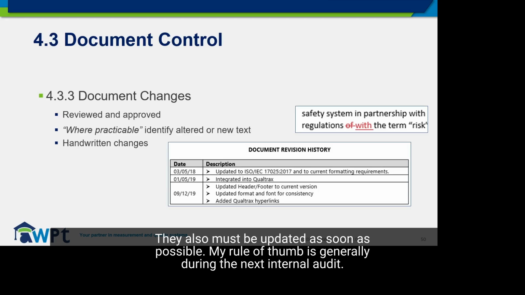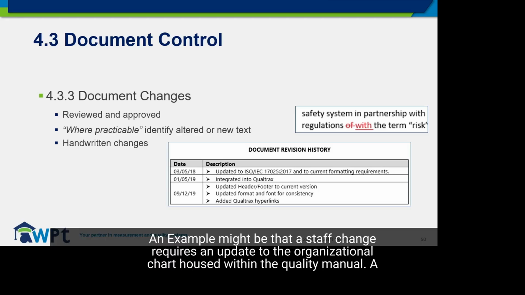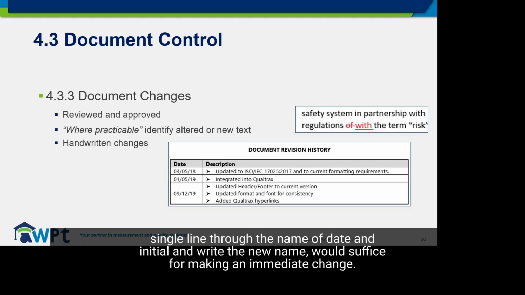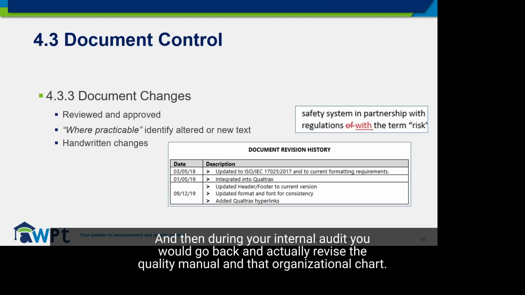My rule of thumb is generally during the next internal audit. An example might be that a staff change requires an update to the organizational chart housed within the quality manual. A single line through the name, a date and initial, and writing the new name could suffice for making an immediate change. And then during your internal audit, you would go back and actually revise the quality manual and that organizational chart.